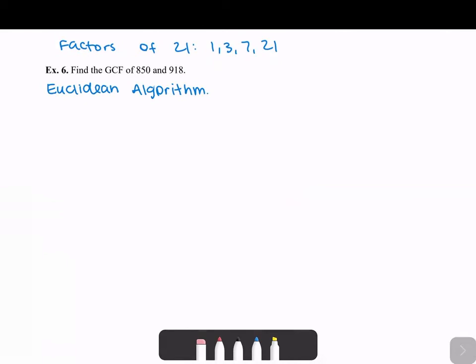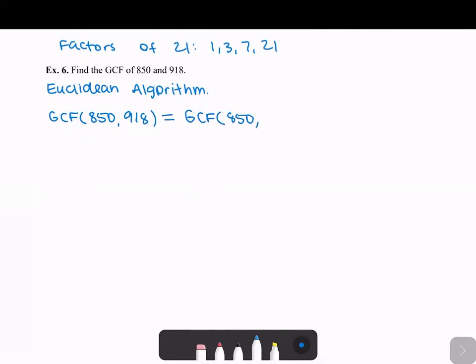Okay, so we want to find the GCF, the greatest common factor of 850 and 918. These are really large numbers that would have a lot of factors. So rather than trying to list out all the factors of these things, we can use the Euclidean algorithm. The Euclidean algorithm says that the GCF of these two numbers is the same thing as the GCF of the smaller one and the remainder when you divide them.